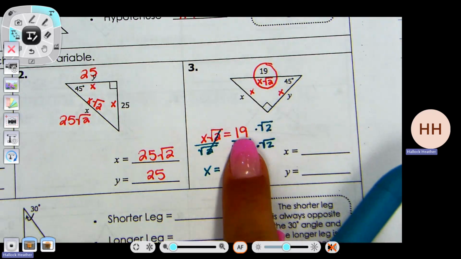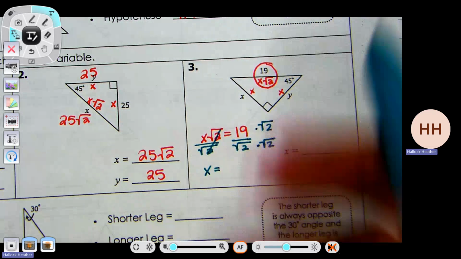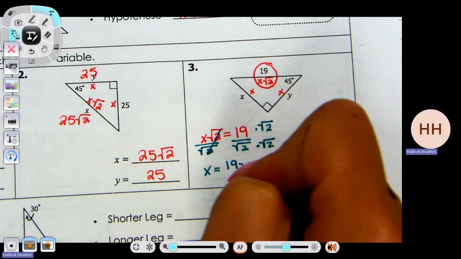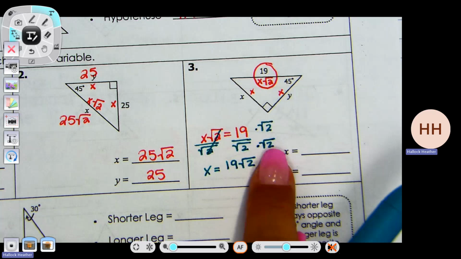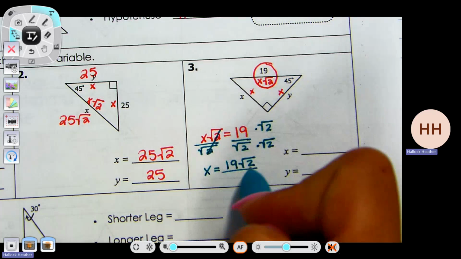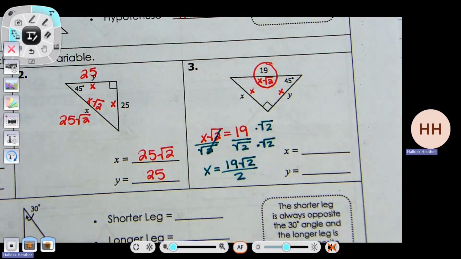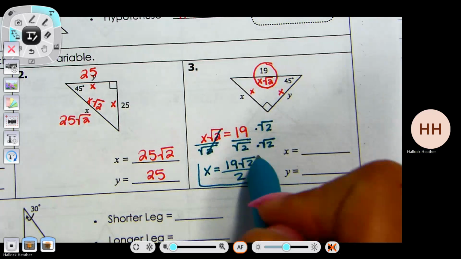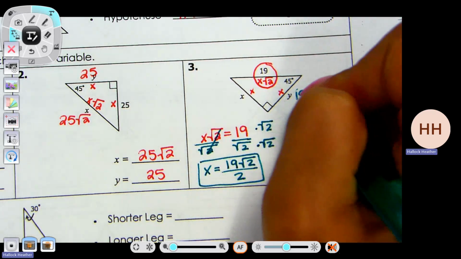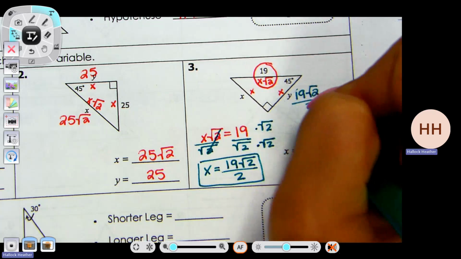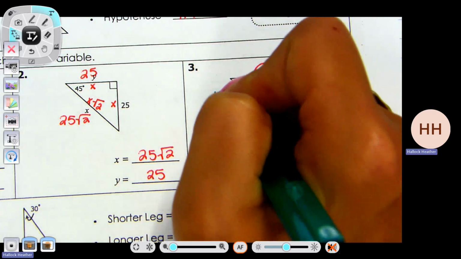So 19 times the square root of 2 is just 19 square root of 2. And then the square root of 2 times the square root of 2 is the square root of what? 4. And what's the square root of 4? 2. And that's my answer. So I solved for X. X is both of these sides. So this side is 19 square roots of 2 over 2. And this is 19 square roots of 2 over 2.